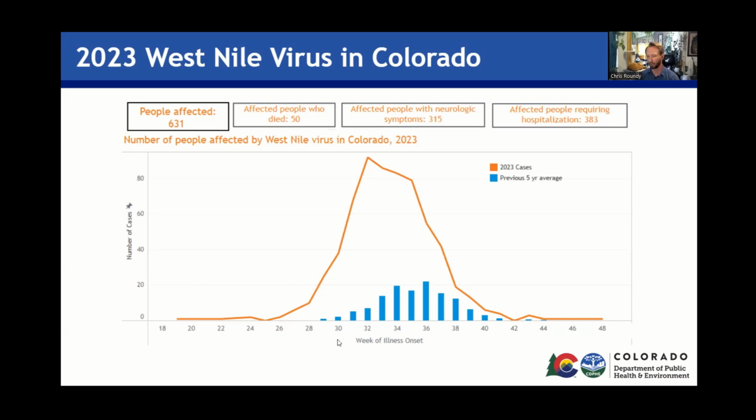Cases started earlier, peaked higher, and lasted a touch longer than we had seen in the past 5 years, and we had really seen in 20 years. Especially early in the season when we started our mosquito surveillance and when we saw those mosquito numbers and how many were infected with West Nile, we knew that it was going to be a difficult year.